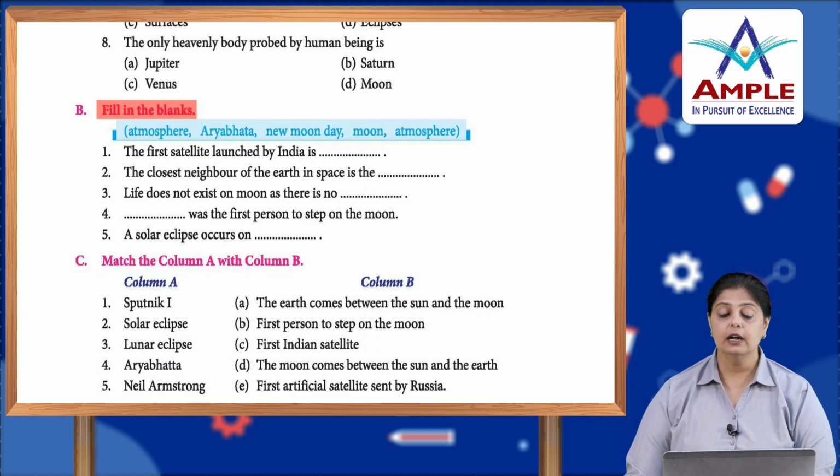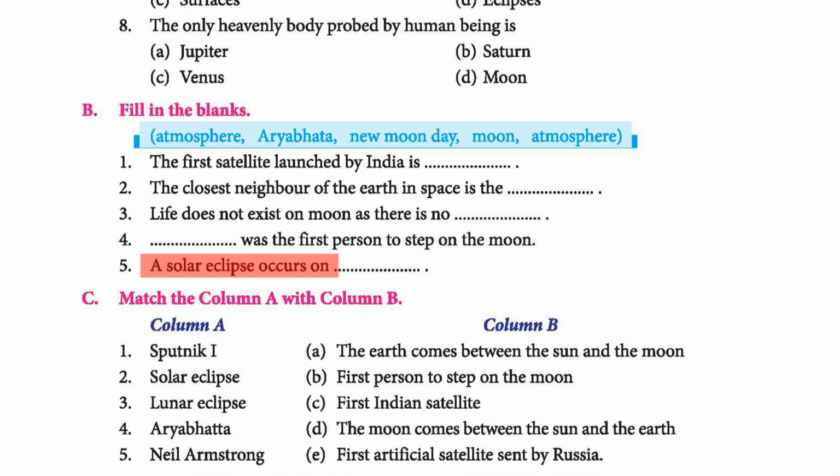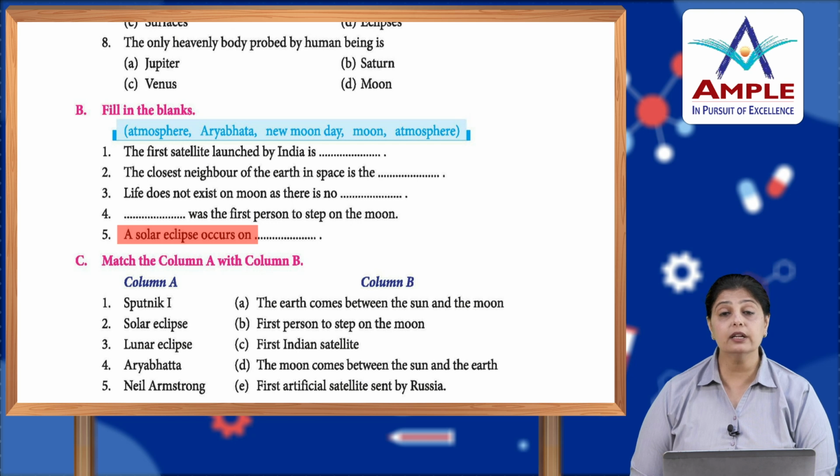Now, fill in the blanks. The first satellite launched by India is Aryabhat. The closest neighbor of the earth in space is the moon. Life does not exist on the moon as there is no atmosphere. Dash was the first person to step on the moon. It was Neil Armstrong. A solar eclipse occurs when the moon comes between the sun and the earth. A lunar eclipse occurs when the earth comes in between the sun and the moon. Aryabhat is the first Indian satellite and Neil Armstrong was the first person to step on the moon.